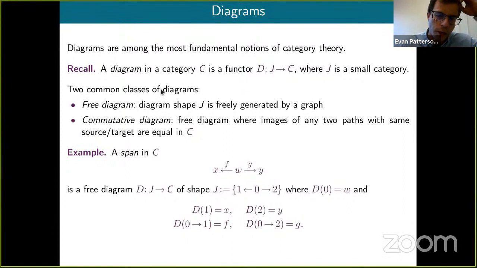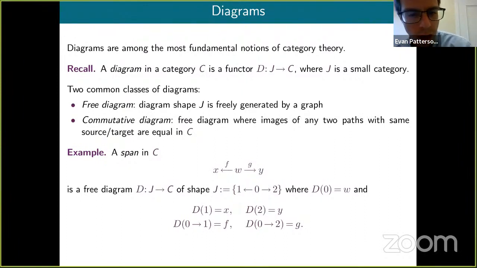A free diagram is one where the diagram shape is a category that's freely generated by a graph. A lot of the diagrams that one encounters out there are actually free. All of the ones in this talk will be, and that's convenient computationally because it's easier to work with a graph than a general category, certainly. And then a commutative diagram is a free diagram where the images of any two paths in that domain graph that have the same source and target get mapped to equal morphisms in C, right?